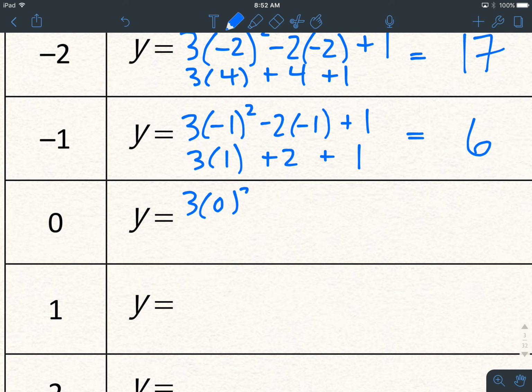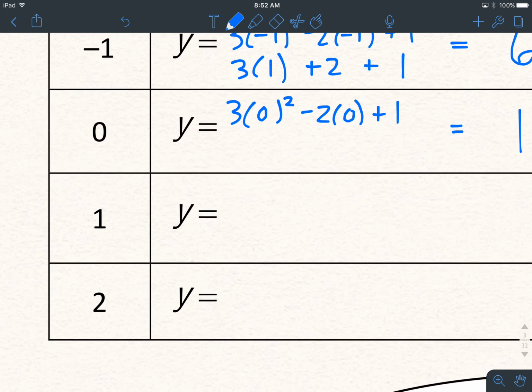3 times 0 squared minus 2 times 0 plus 1. I don't even need the second row. The first term and the second term will become 0, so we're just going to have a nice easy plus 1 here. Let's work down the line.